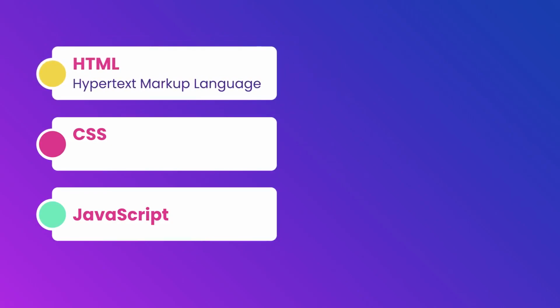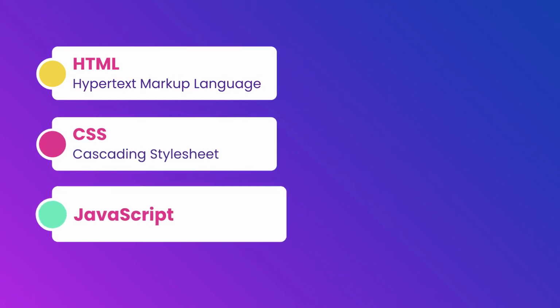I know it's a mouthful, but basically we use HTML to define the building blocks of our web pages. CSS is short for Cascading Style Sheet and is used for styling web pages and making them beautiful. JavaScript is used for adding functionality to web pages. Let me give you an analogy.